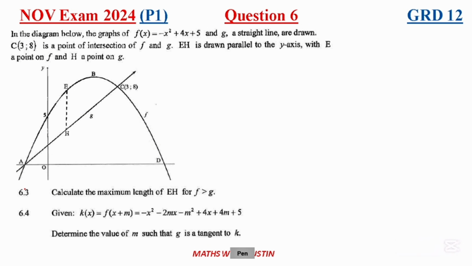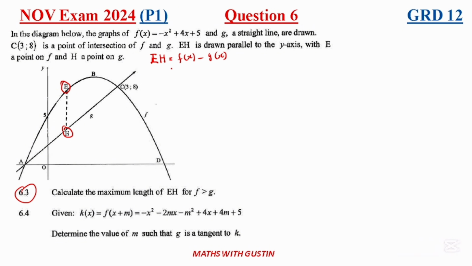6.3 here says calculate the maximum length of EH for h greater than g. So they want us to calculate the length here, this length in between the two curves. So it will calculate the length between the two functions. Please guys, take note, you need to minus the two functions. Okay, so you are going to start by saying f of x minus g of x.